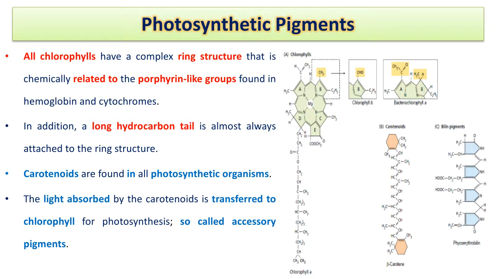In the chloroplast, there are certain pigments which are responsible for absorbing light energy. Most common among these pigments is chlorophyll. There are various types of chlorophyll pigments. All of them show a complex ring structure, that is the porphyrin ring, just like hemoglobin and cytochrome. This porphyrin ring is associated with a long hydrocarbon tail. Just see here.